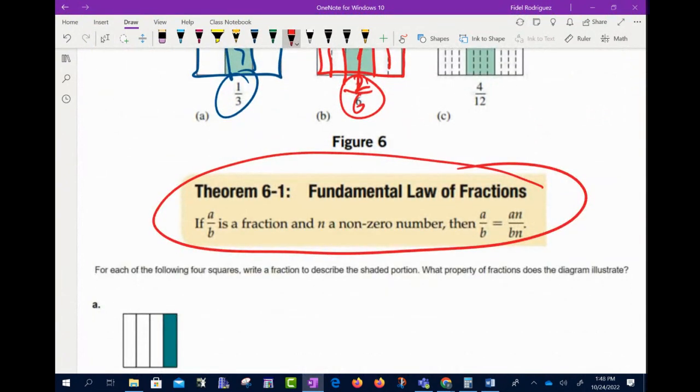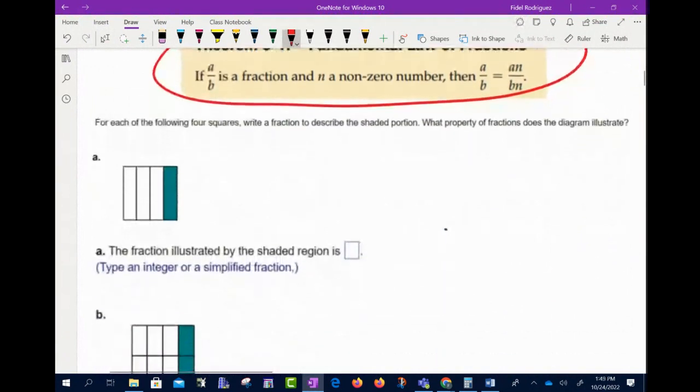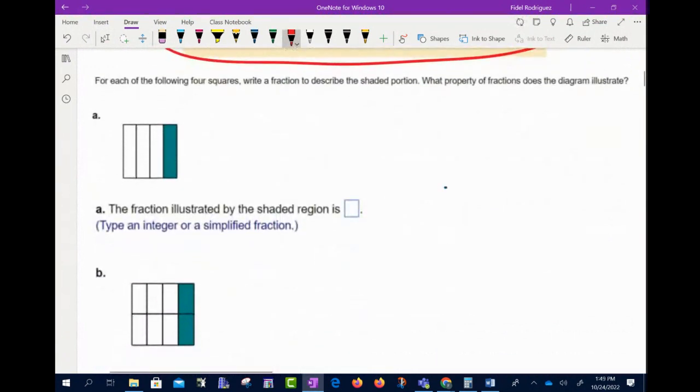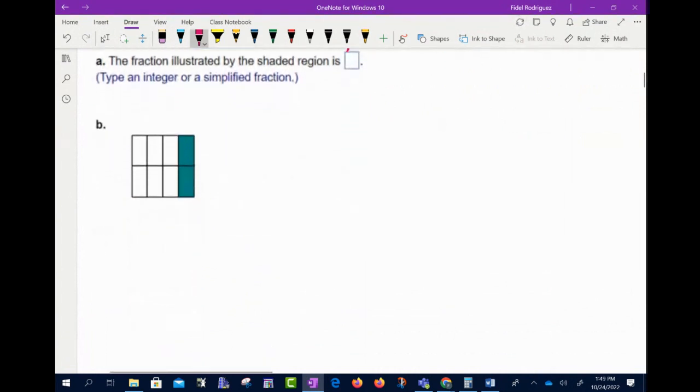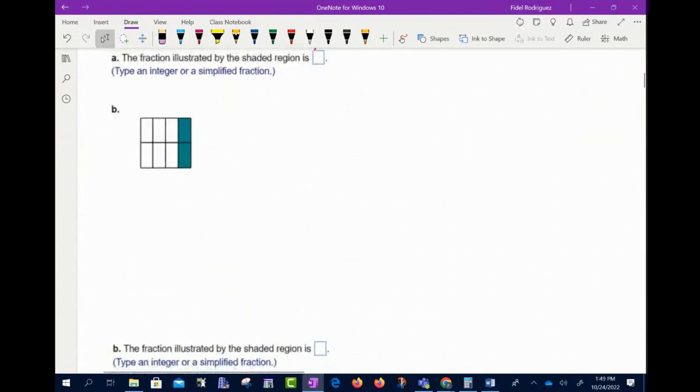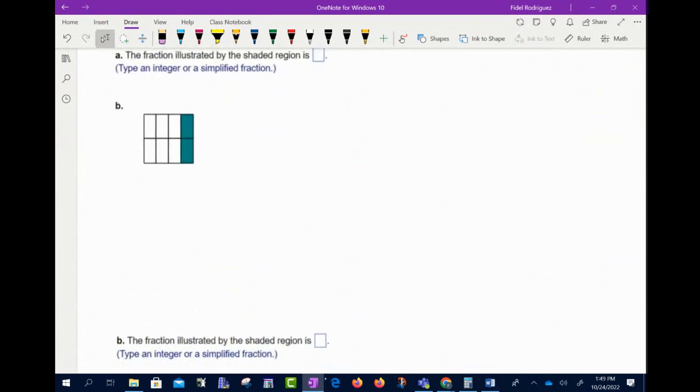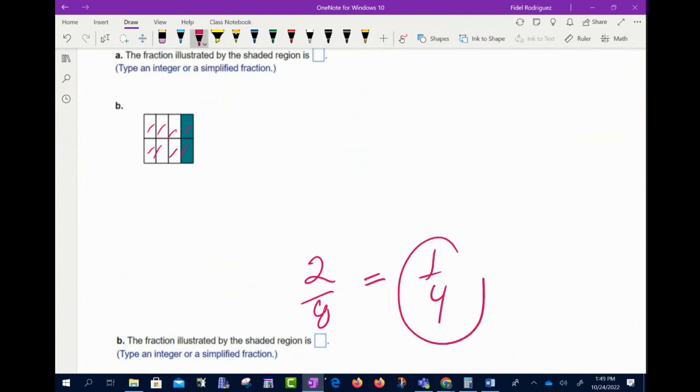Okay. So y'all, for this first problem here, it says, write for each of the following squares, write a fraction to describe the shaded portion. Okay. I got a square cut into 4 equal pieces, one of which is shaded. Okay. Now for part B, I'm going to zoom out because my answer part for part B is all the way down here. I have 1, 2, 3, 4, 5, 6, 7, 8. We have a square cut into 8 equal pieces, 2 of which are shaded, but it's still 1/4 of the big square, right?